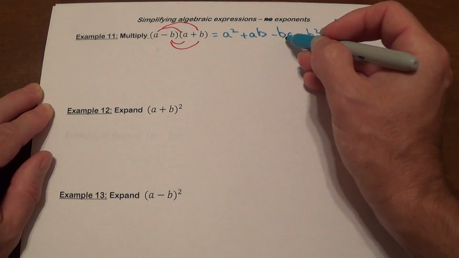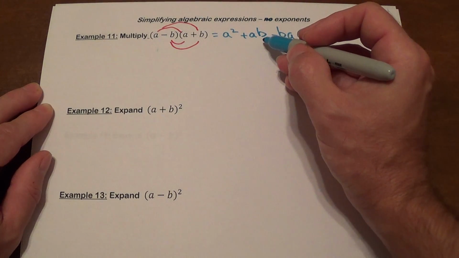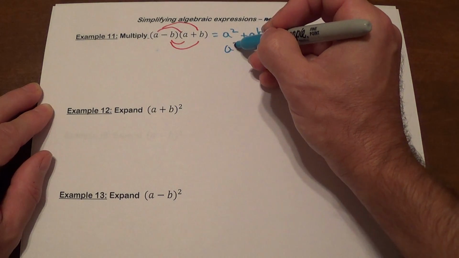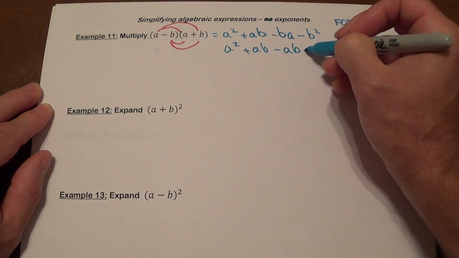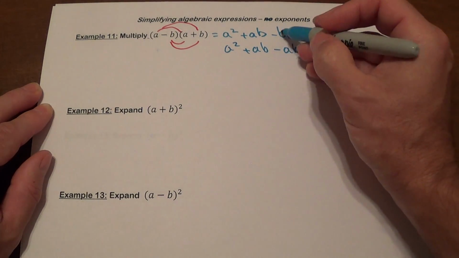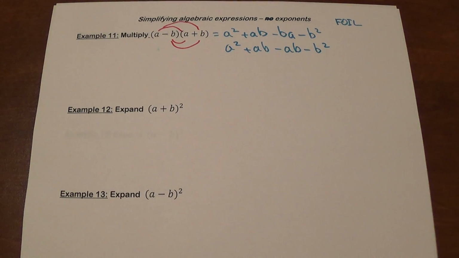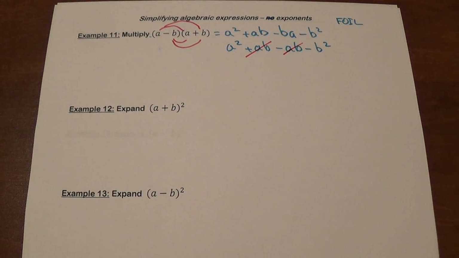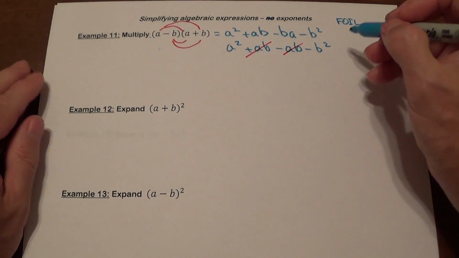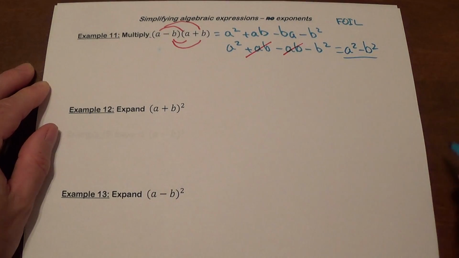Look at these 2 terms. The variables are in different order, but when we multiply things, it doesn't matter what order you put them in. This can actually be rewritten as minus ab, and this way you can see it's the same thing. And negative ab here and positive ab here are going to cancel, and we are simply going to be left with a squared minus b squared.